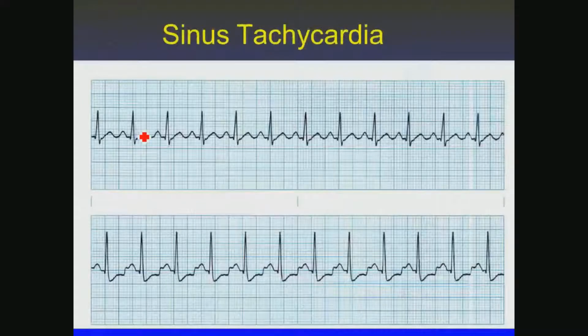And here's some examples of sinus tachycardia. P's are all looking the same. It's a normal looking P wave. Here's a normal looking P wave, a little bit of ST depression, but other than that, it's, again, sinus tach. Narrow complex. Okay?